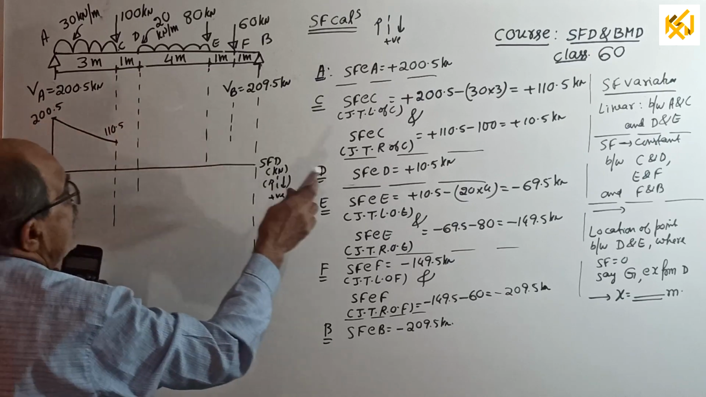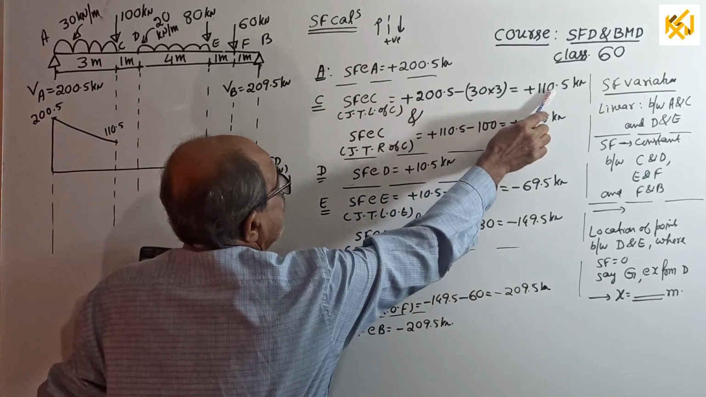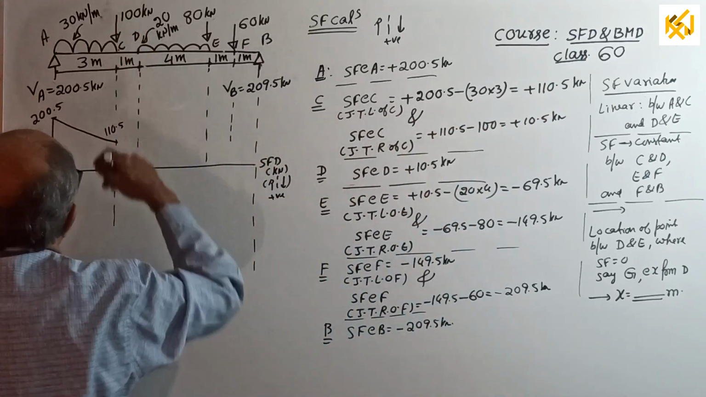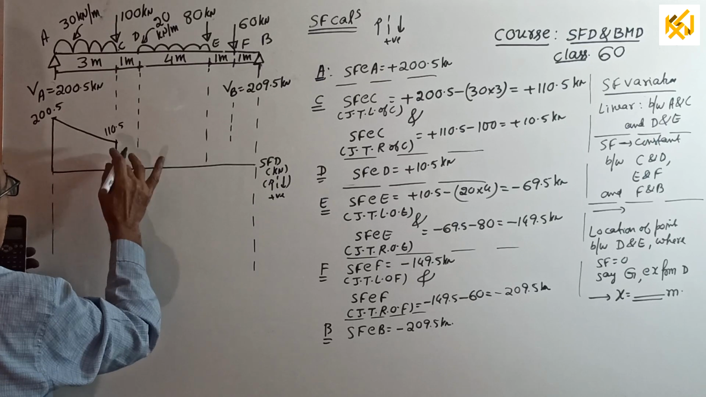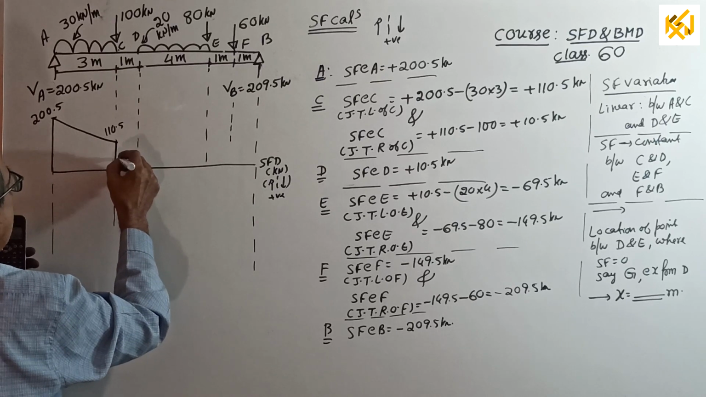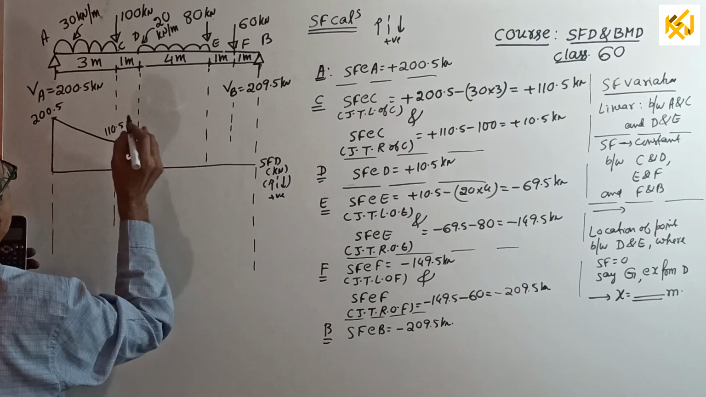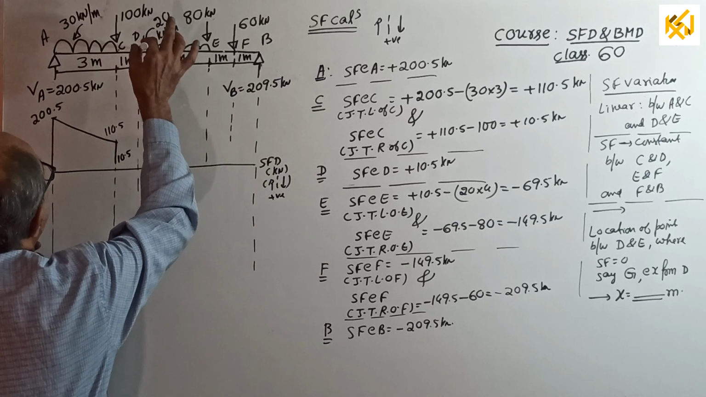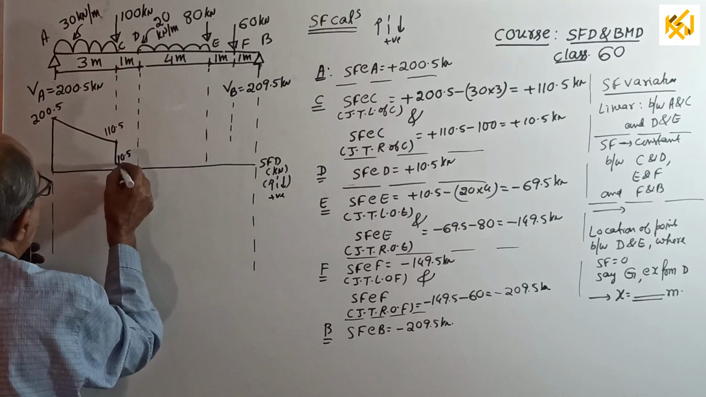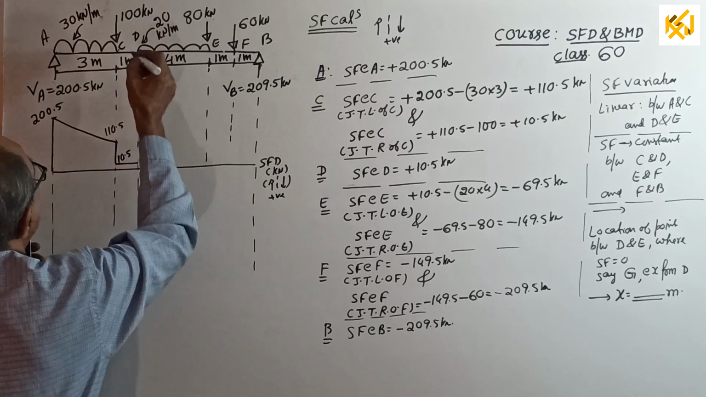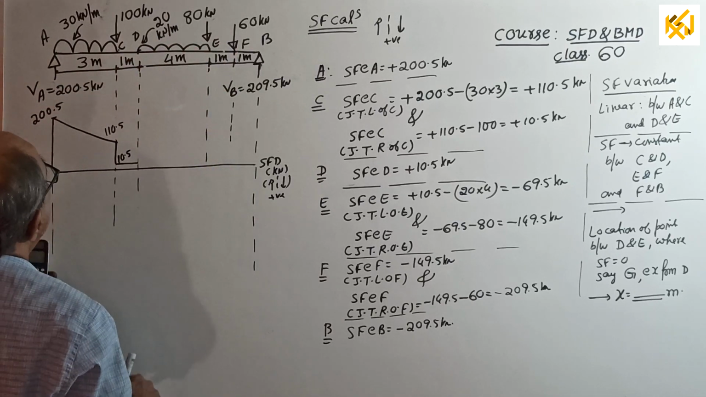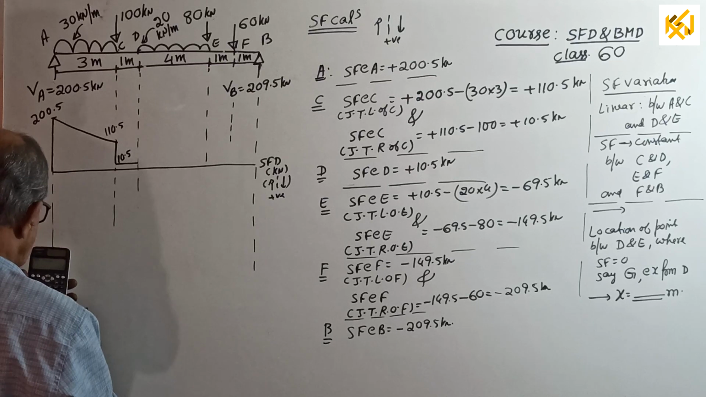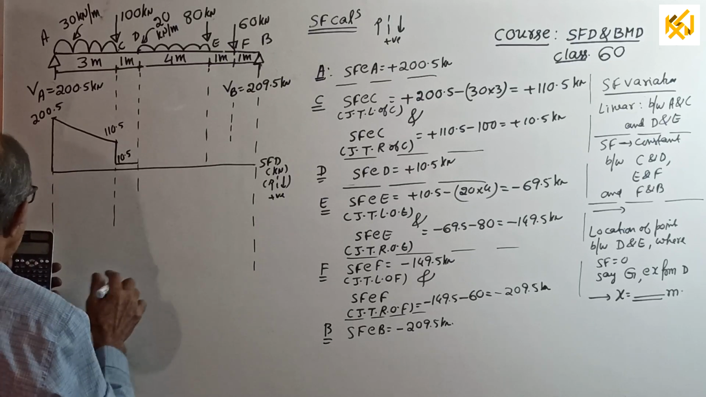You can also do one thing. Simultaneously observe here. See, then come down by 100. At the same point, suddenly down. Small value. How much? 10.5. Okay. Then C to D, there is no load, go parallel to baseline. From D to E, gradually come down by 20 into 4. So minus 20 into 4.